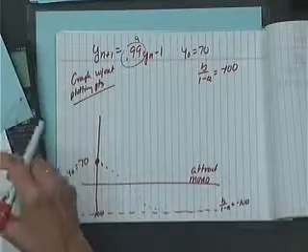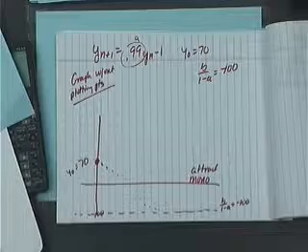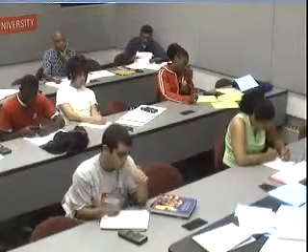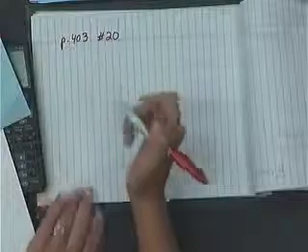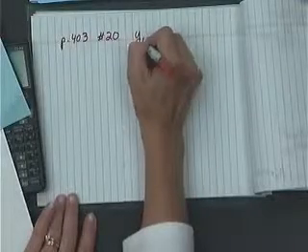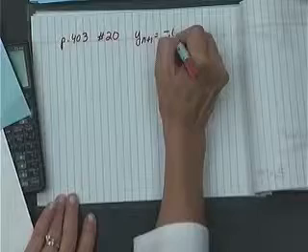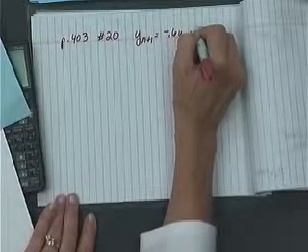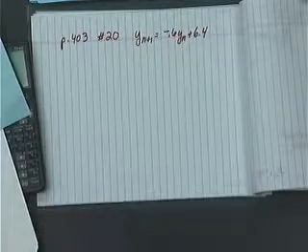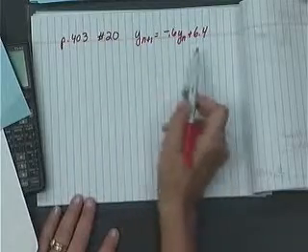All right, let's try one that's going to oscillate. See if I can find a good one. Okay. All right, this is right out of the book. This is page 403, and this is going to be problem number 20 right out of your book. It's y sub n plus 1 equals negative 0.6 y sub n plus 6.4. All right, and you are to sketch the graph.